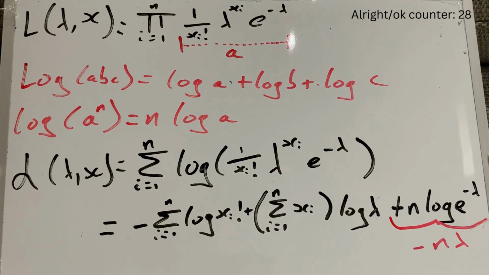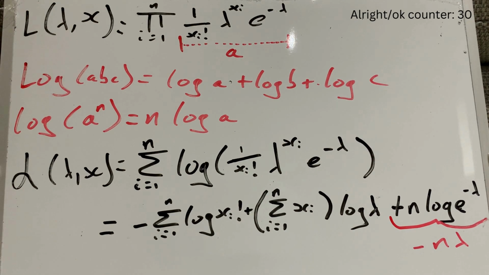Okay, so now we're going to look at the likelihood function of a Poisson distribution. I've written at the top there, the likelihood function for this is a function of lambda and x, and it's the product from i equals 1 to n of 1 over xi factorial times lambda to the xi times e to the minus lambda. Okay, and what we're going to do is take the log of that because it's going to make things a lot easier when we need to differentiate.